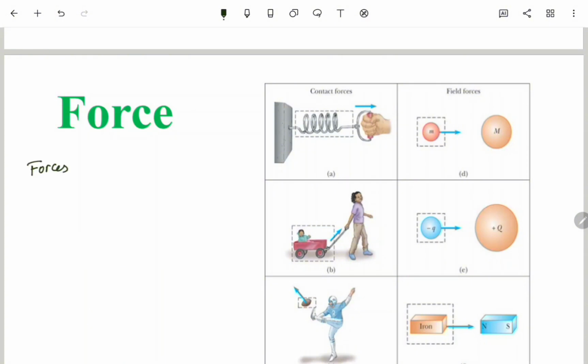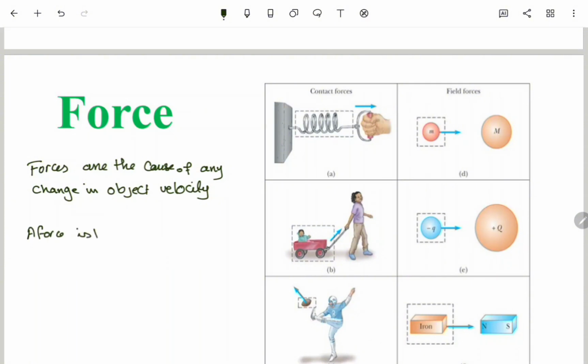Forces are the cause of any change in object velocity, and also a force is the cause of acceleration.